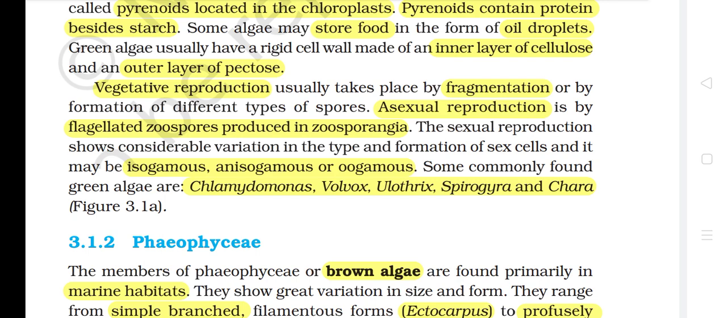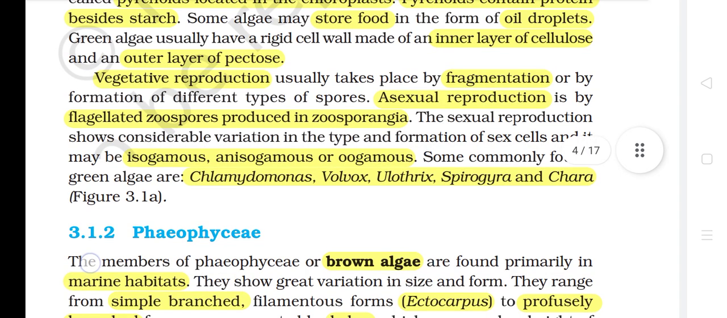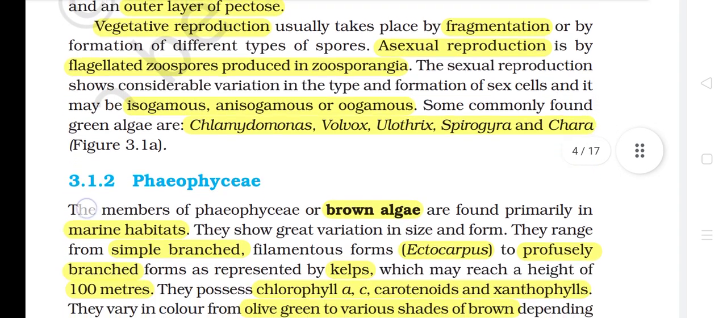Asexual reproduction is by flagellated zoospores produced in zoosporangia. The sexual reproduction shows considerable variation in the type and formation of sex cells, and it may be isogamous, anisogamous, or oogamous. Some commonly found green algae are Chlamydomonas, Volvox, Ulothrix, Spirogyra, and Chara.